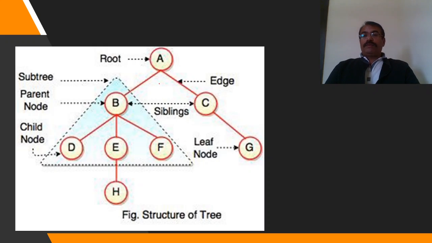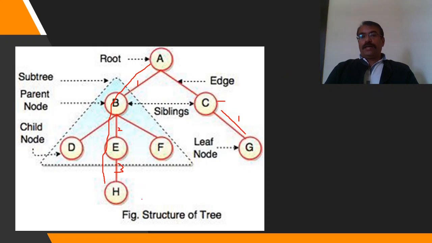Okay. What do you mean by height of a node? Height of a node is the distance from the deepest node or the leaf node. So what is the height of A? Height of A is 1, 2, 3. So height of A from the deepest node is 3. What is the height of C? Height of C is only 1.